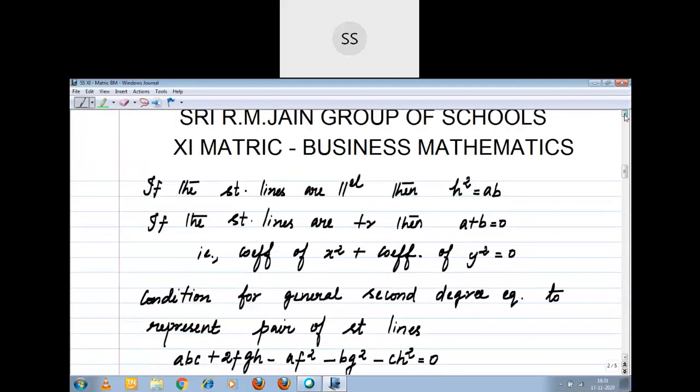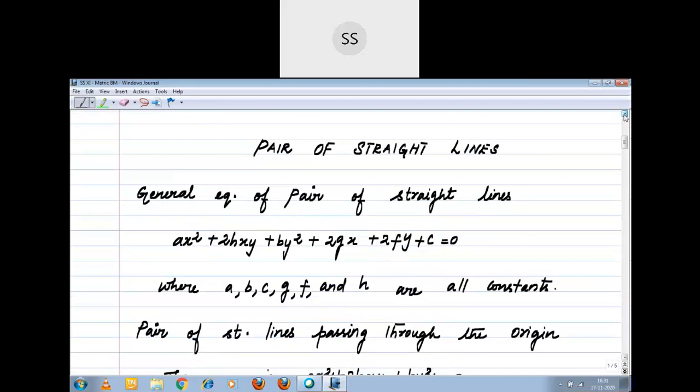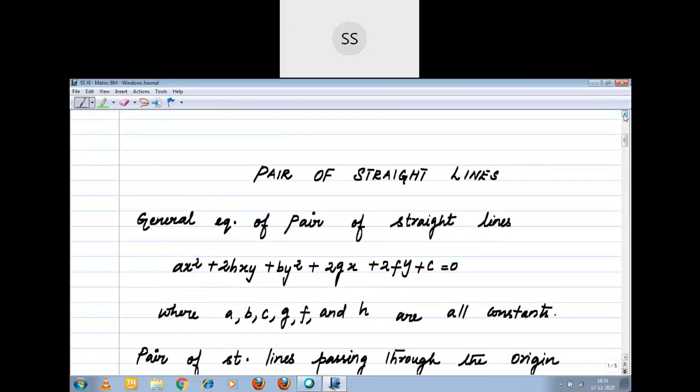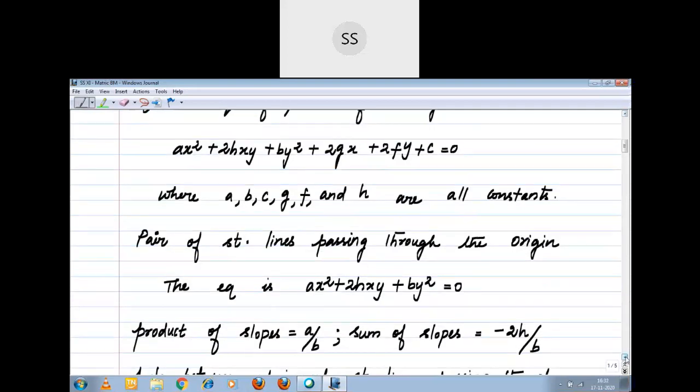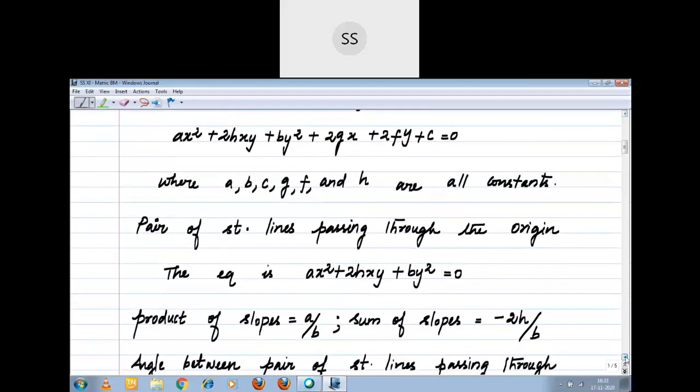Once again, I am going to recall from the beginning, right? General equation of pair of straight lines, ax square plus 2hxy plus by square plus 2gx plus 2fy plus c is equal to 0. Here a, b, c, g, f and h are all constants. Pair of straight lines passing through the origin means the equation is ax square plus 2hxy plus by square equal to 0. Product of the slopes is equal to a by b. Sum of the slopes equal to minus 2h by b.